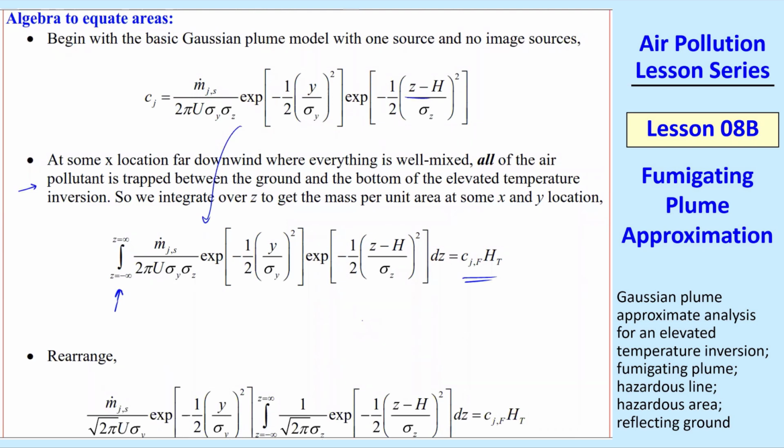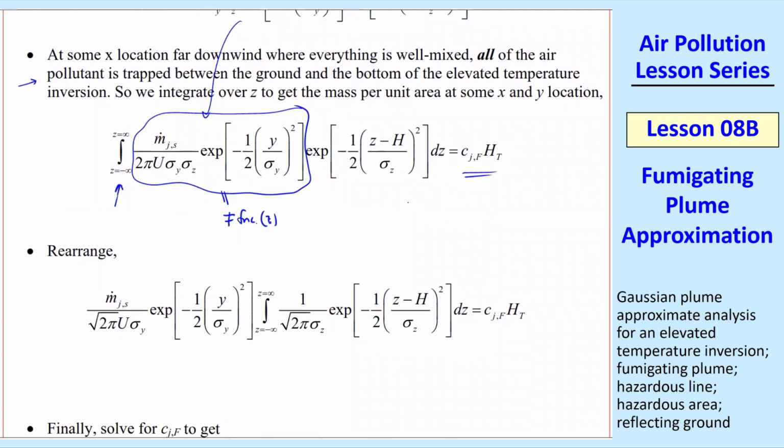Here's what we can do to simplify this. First, everything here, all of this, is not a function of z. There's no z in any of that. So we can move that outside of the integral. And so when we rearrange, we get that whole term. I've also left the sigma z in the integral. So the sigma z is still there.